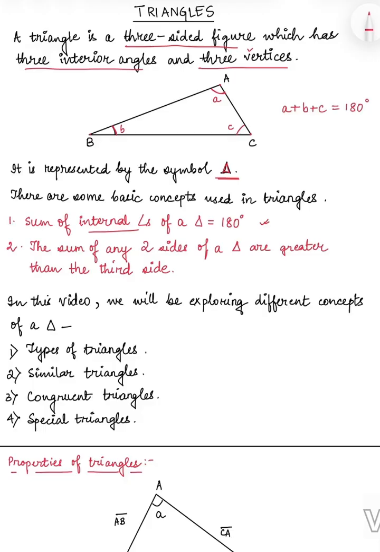And the second is that the sum of any two sides of a triangle is greater than the third side. So if this is AB, this is BC and this is AC, then we can say that AB plus BC will be greater than AC, and this holds true for any two pairs.